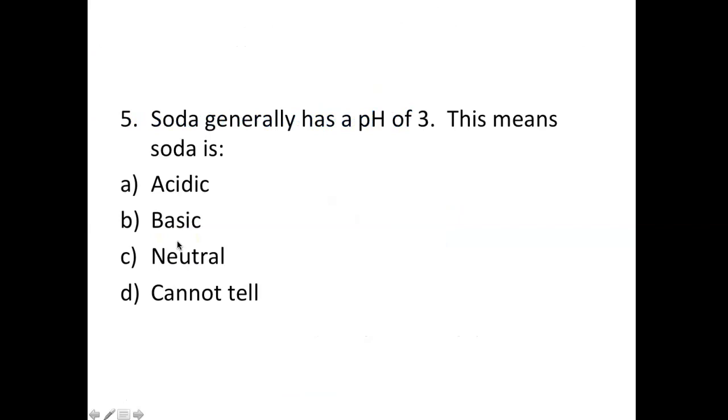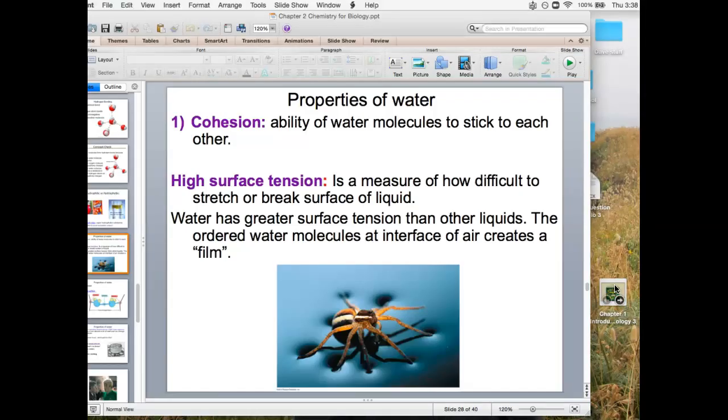So that's buffers. Soda generally has a pH of 3. This means that soda is, and I hope you said acidic, because anything smaller than 7 is an acid on the pH scale. All right, and that's it.